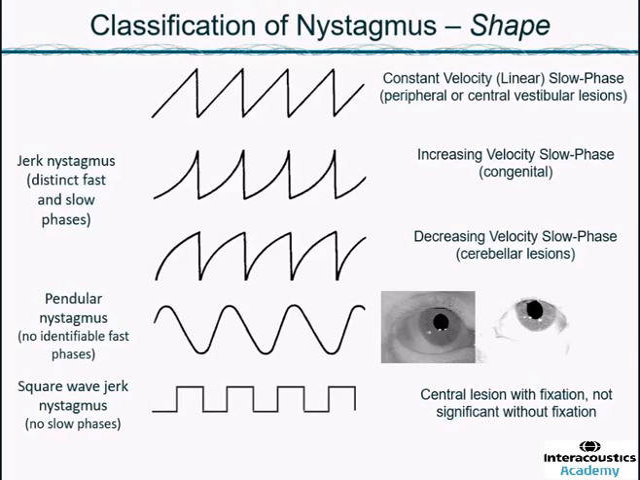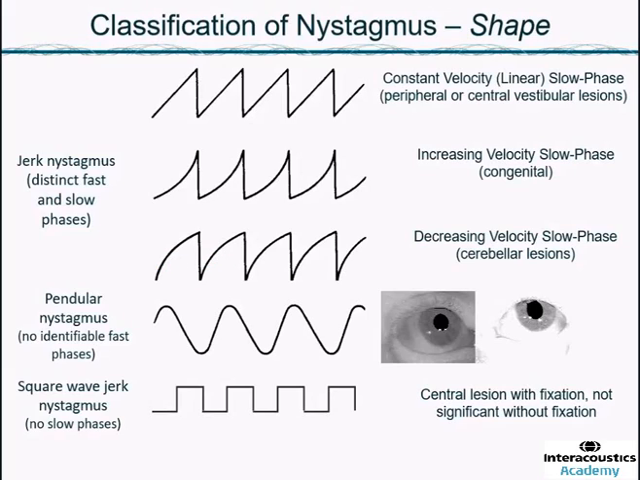The other type of slow phase is a decreasing velocity. So as you can see, it starts very fast and plateaus toward the end of the slow phase. This is a decreasing velocity slow phase nystagmus. This is common in cerebellar lesions.